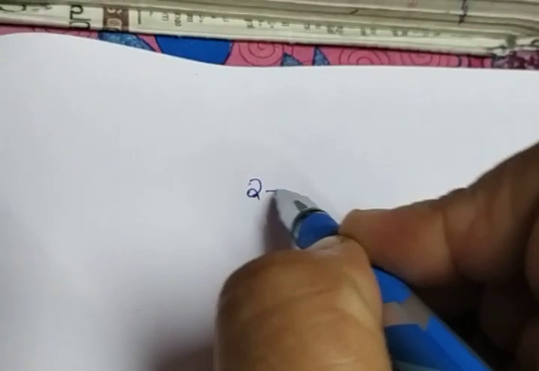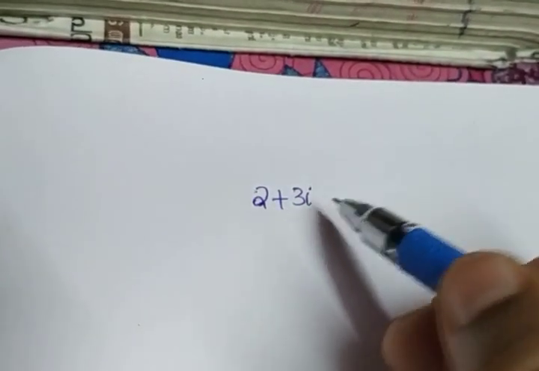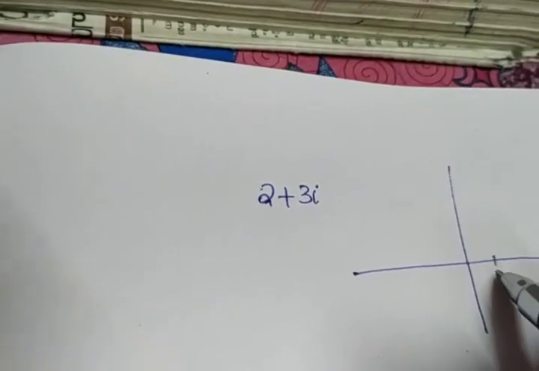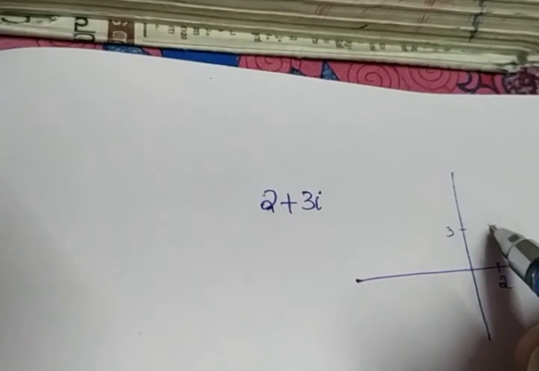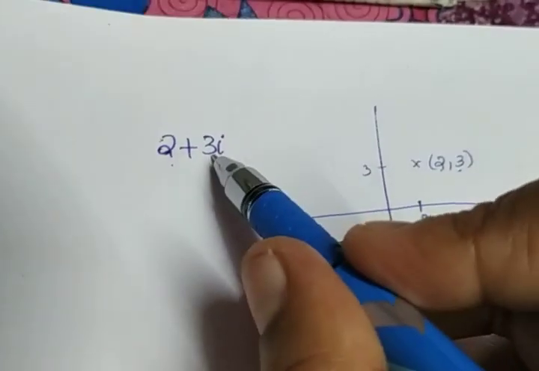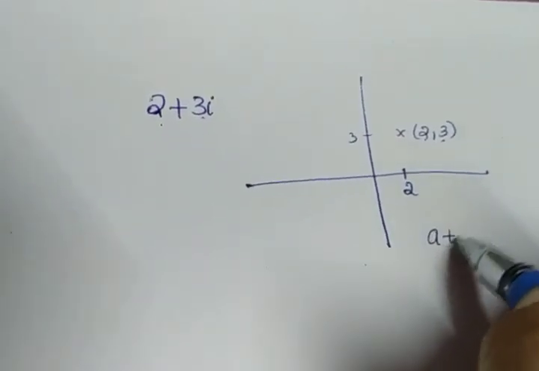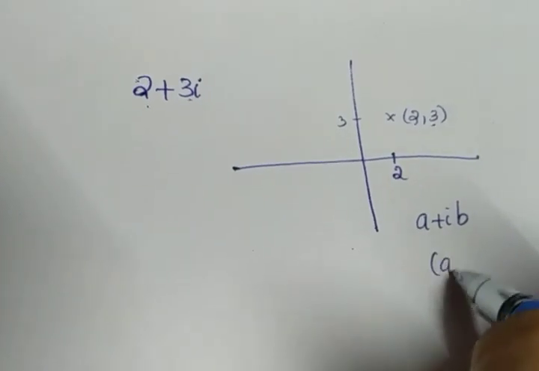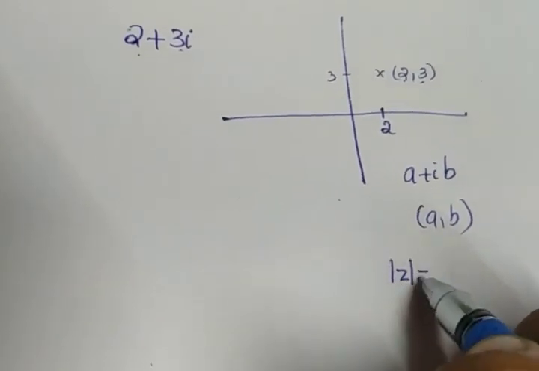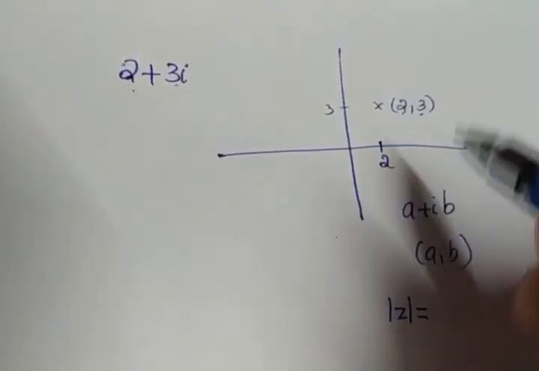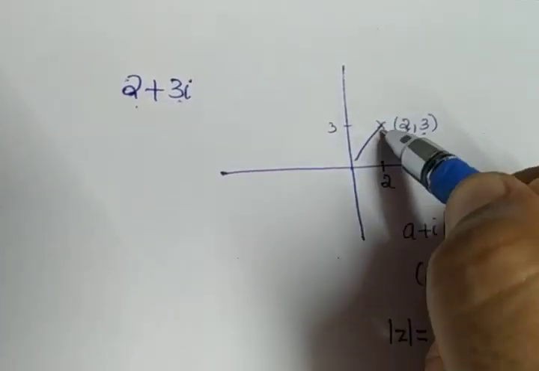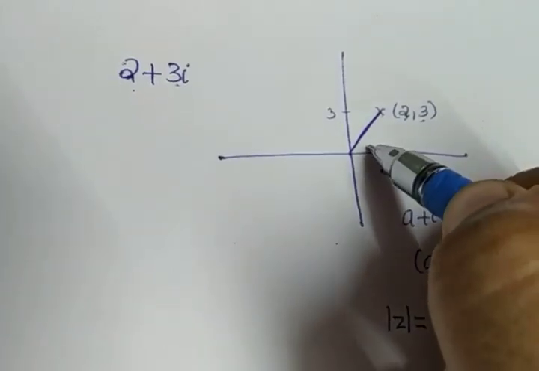For any complex number, if I take a complex number 2 plus 3i, there exists a point in the plane, isn't it? So 2 plus 3i can be represented as, if this is 2 and this is 3, this point represents the complex number 2 plus 3i. The x coordinate will be the real part and the y coordinate will be the imaginary part. So for each and every complex number A plus iB, there corresponds a point (A, B) in the plane. And the modulus of Z, as I told earlier, is the distance of the point from the origin. That is the modulus of P.